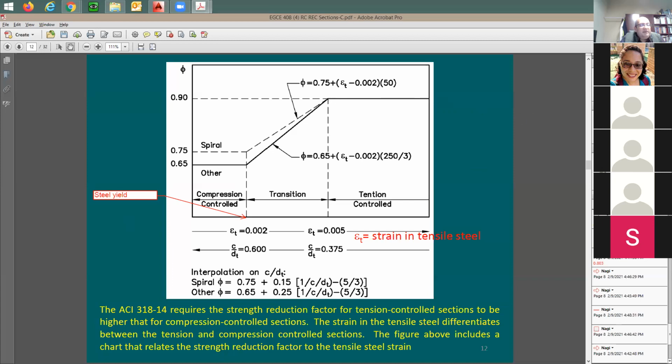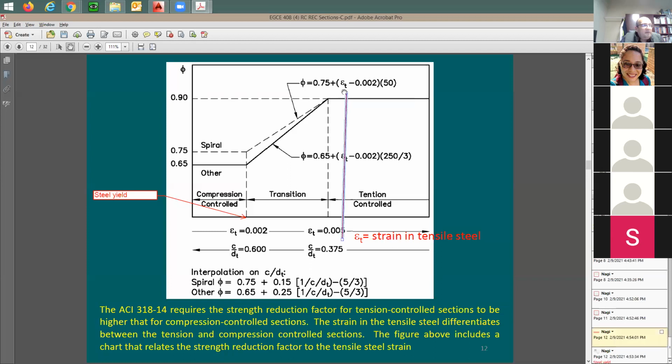It means if the strain in the steel is higher than 0.05, you see the direction of this arrow, your phi factor is 0.5. If the strain in the reinforcing bars is lower than the yield strain, look at this, 0.02, it means the phi factor now becomes 0.65.